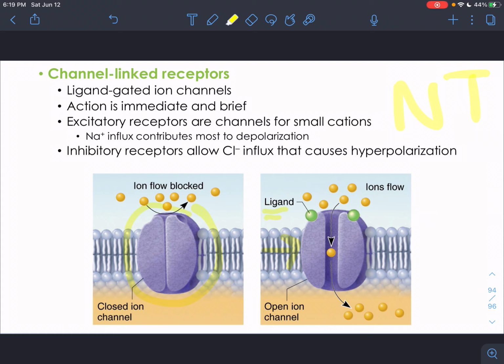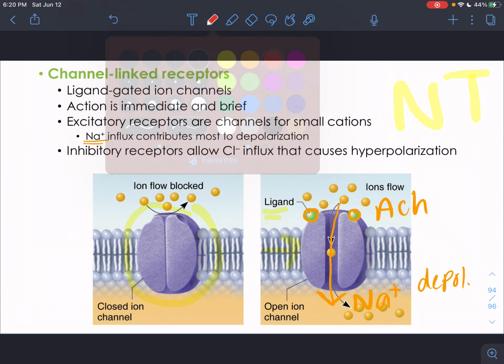Okay, so if our neurotransmitter is, let's say, acetylcholine, the acetylcholine binds to that channel-linked receptor, causes it to open, and that opening is going to allow an ion to flow. We talked about acetylcholine allowing sodium to enter the cell, which is going to depolarize the cell. So if it's going to be excitatory, you're going to see sodium entering. We've talked about that already.